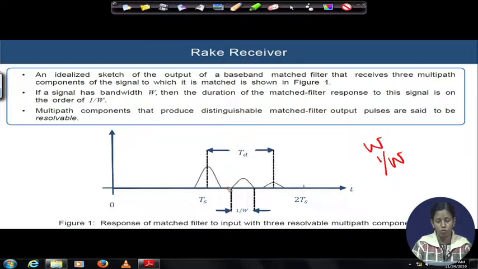Multipaths may also lie in between, but it depends on the zooming capacity of the receiver, that is, the bandwidth of the receiver circuitry, how good the resolvability is, to what extent the receiver can resolve, and hence how many multipaths you can resolve at the output of the baseband matched filter. Those multipath components are called the resolvable multipath components. So, according to this figure, we have 3 resolvable components.